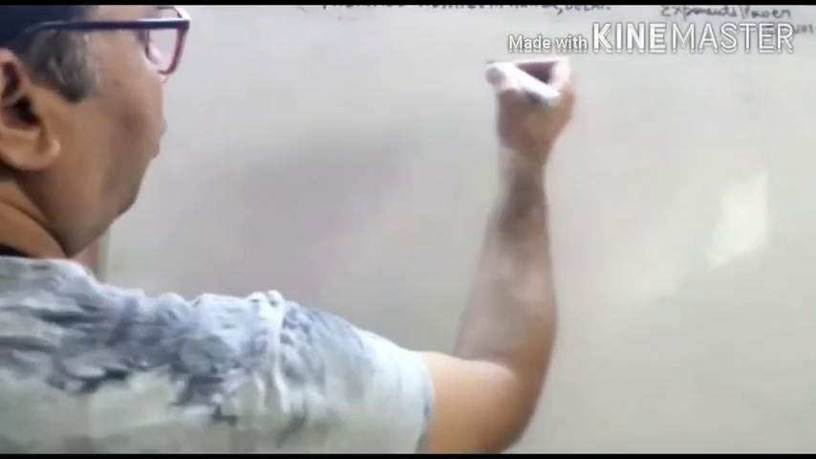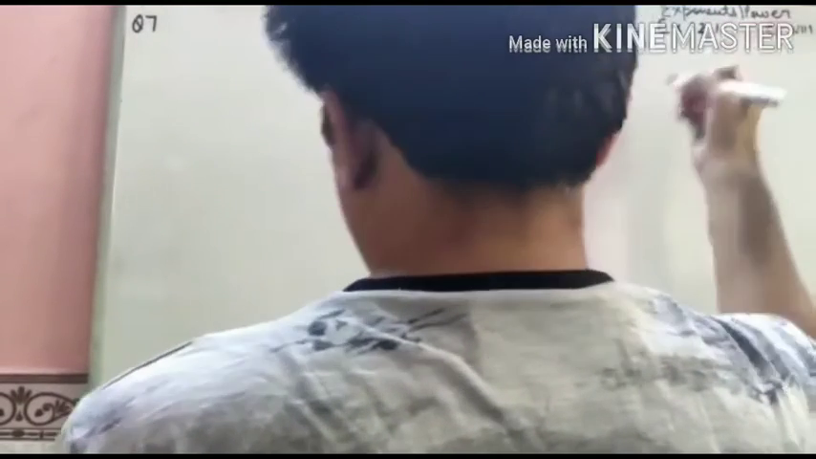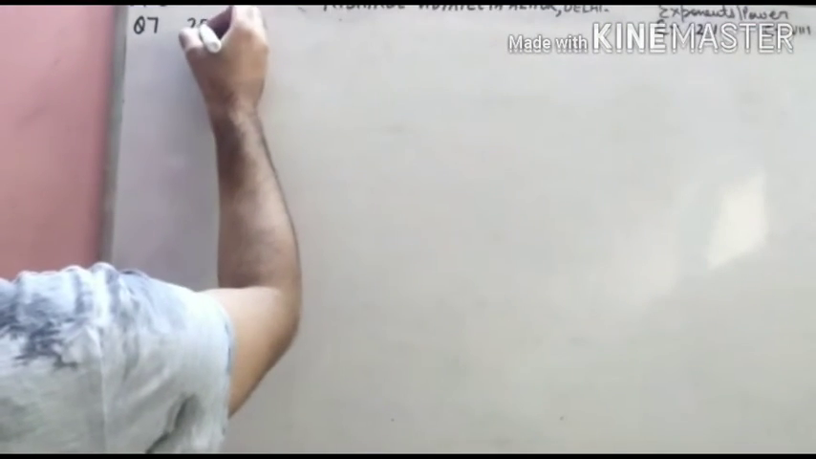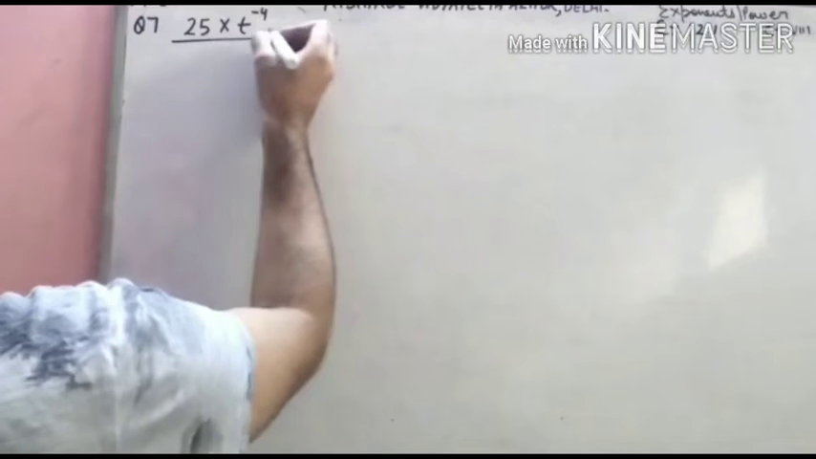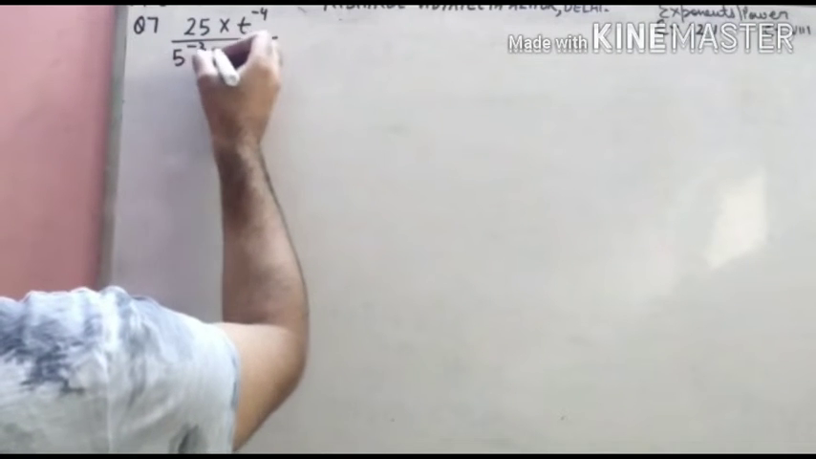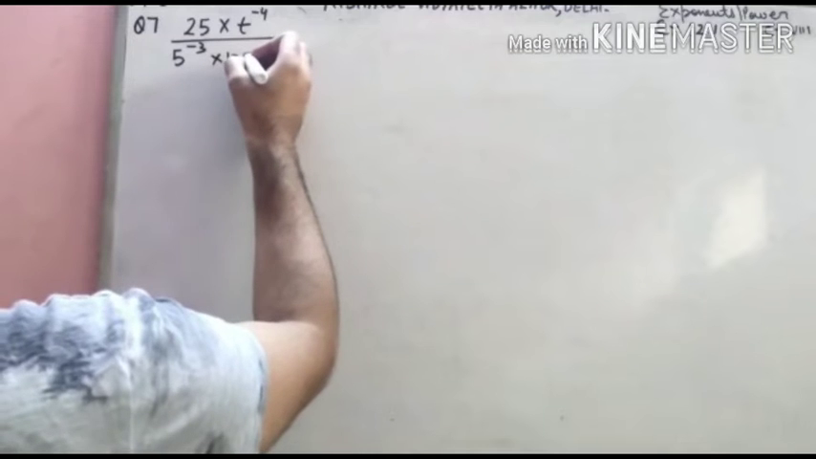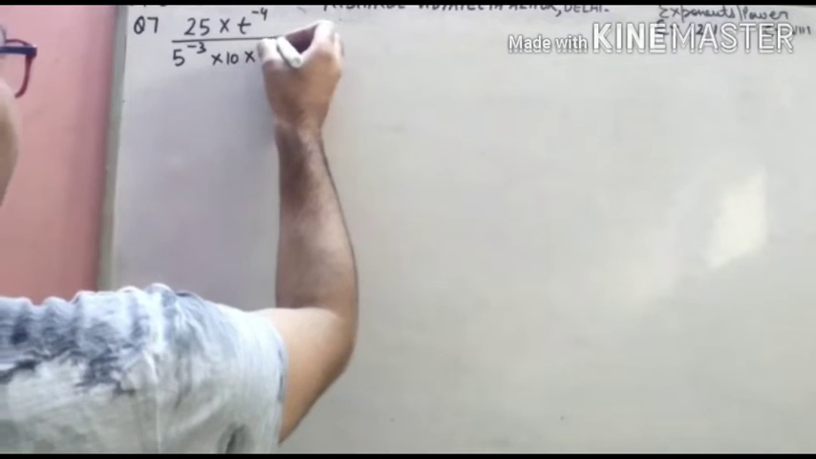we are going to solve question number 7 of exercise 12.1. The question is 25 into t raised to power minus 4 upon 5 raised to power minus 3 into 10 into t raised to power minus 8.